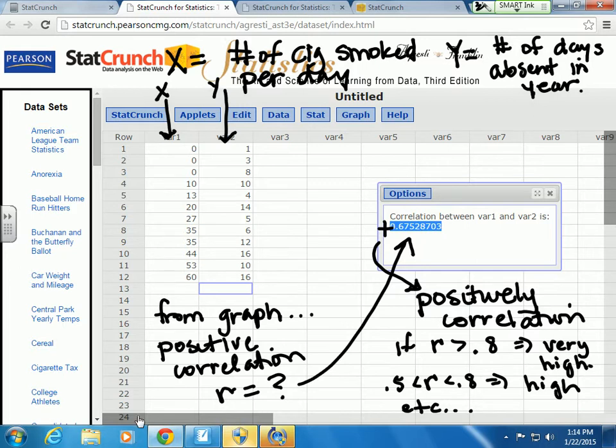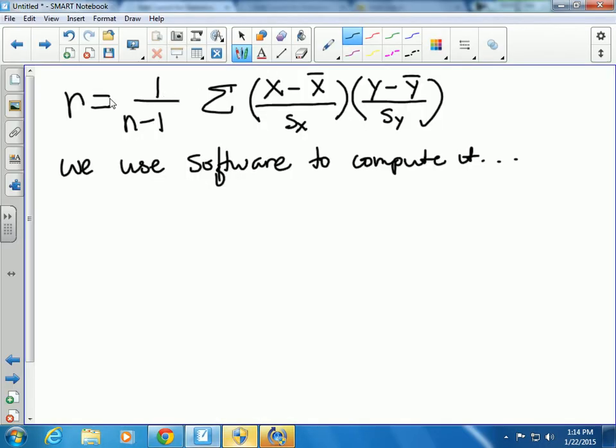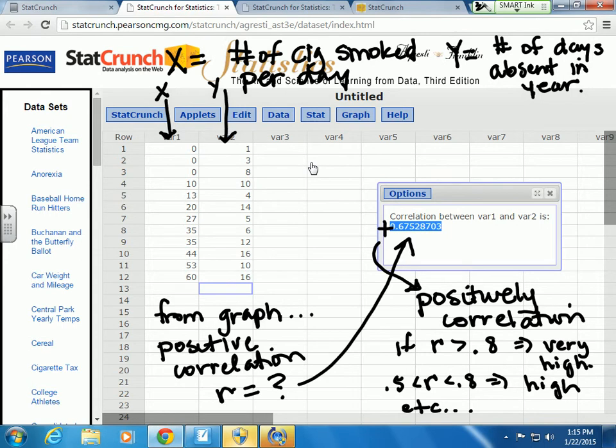And if we go back to the formula, all the software is doing is computing that formula, which I don't think we need to go into computing by hand, because we have all this fantastic, wonderful technology to do it for us. So that's a little bit about correlation.